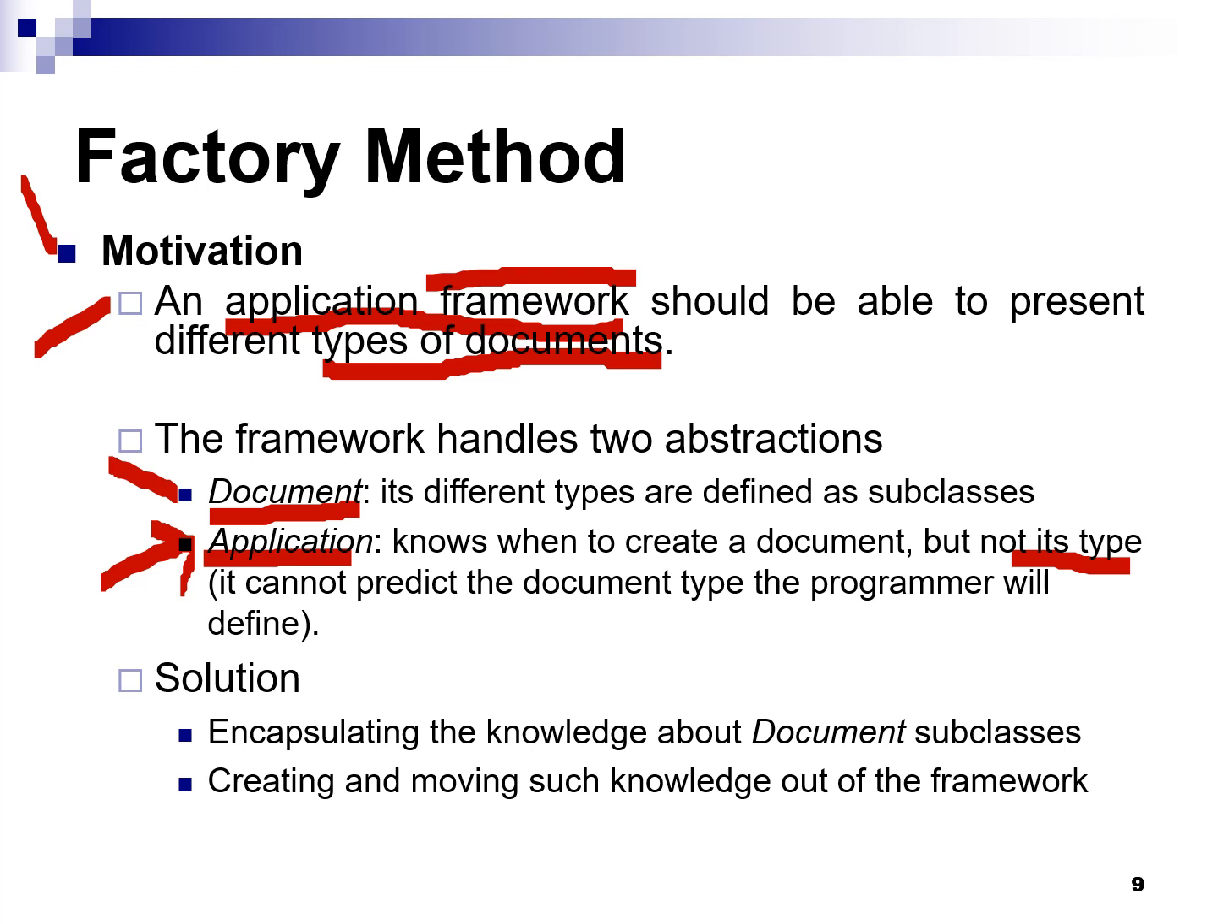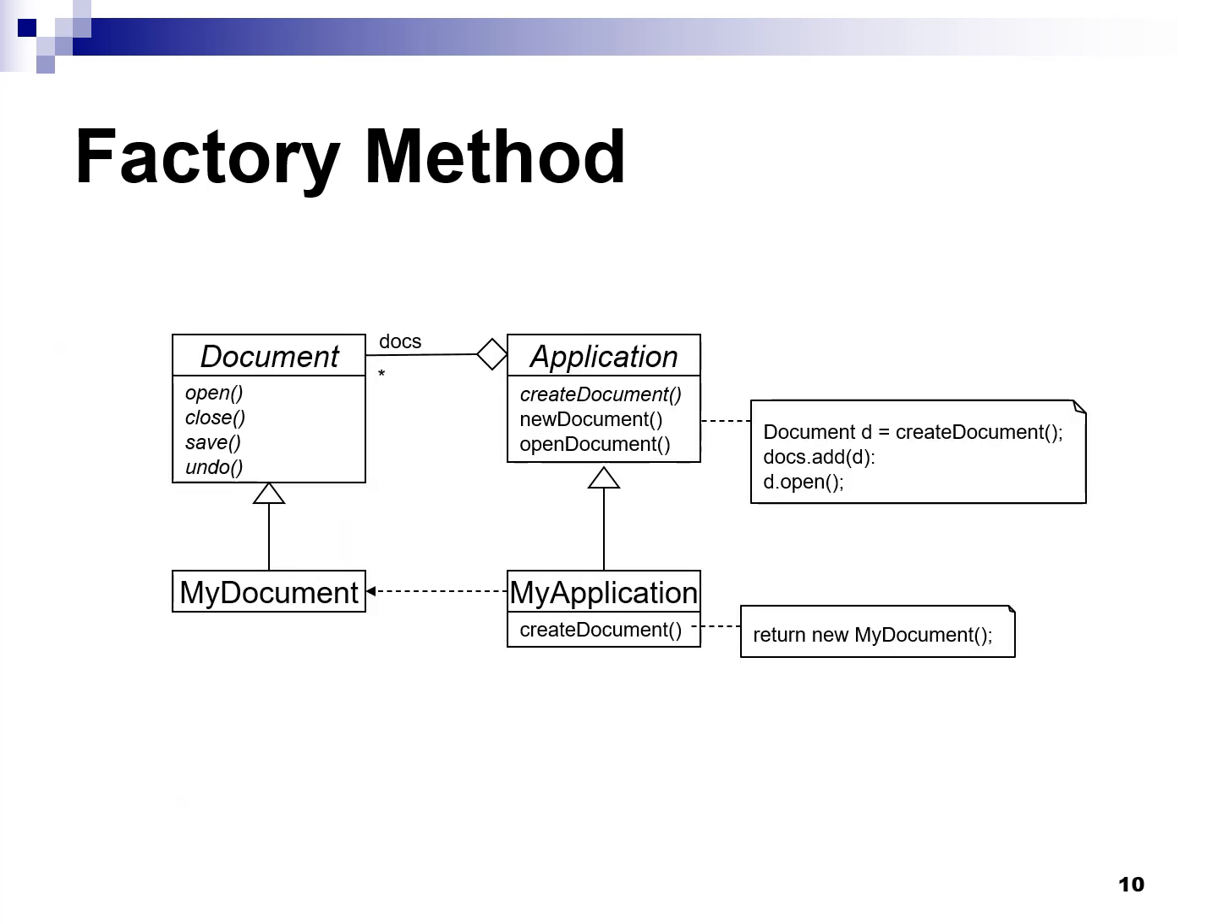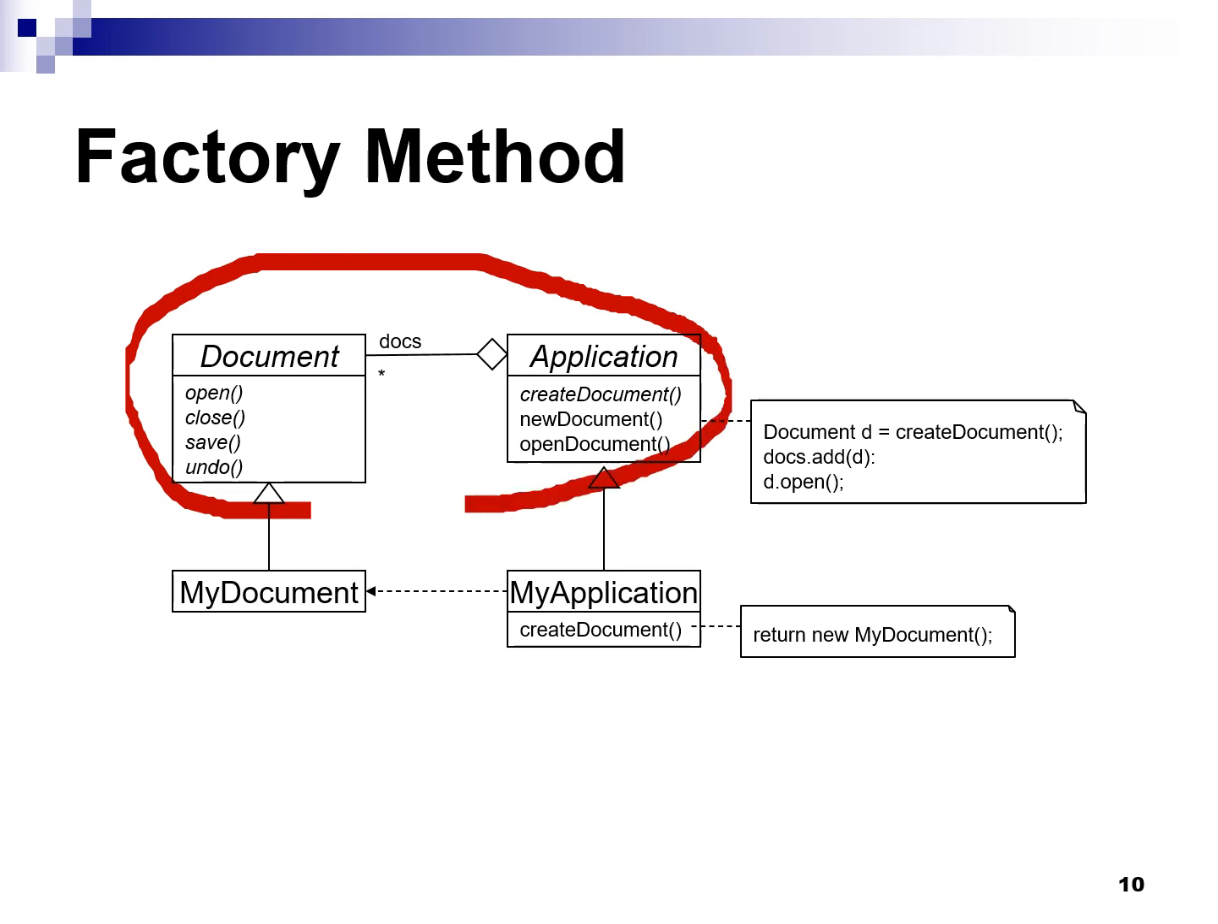So the idea is to use subclassing, right? So encapsulate the knowledge about the document subclasses and creation, moving such knowledge to the framework. We are going to see this with a concrete design. So the idea is that the application framework will provide you with these two classes. You have an abstract class Document and an abstract class Application. And then this abstract class will have a lot of functionality to create new documents, to open the document, to persist, to do a lot of functionality.